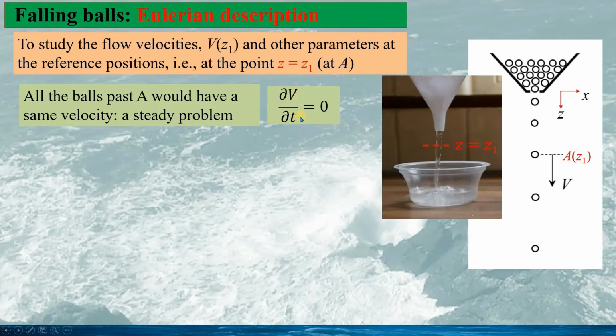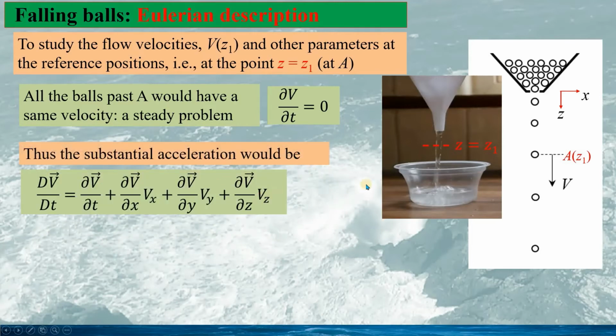Thus, we have the partial differentiation of the velocity with regard to t is 0. This means in the Eulerian representation, the falling ball or the falling water through the funnel is a steady flow. And the substantial acceleration of the falling ball is calculated using the formula as this. Now we check the terms. The first term is 0, and in this problem, Vx, Vy would be both 0. Therefore, we have only one term left as this.